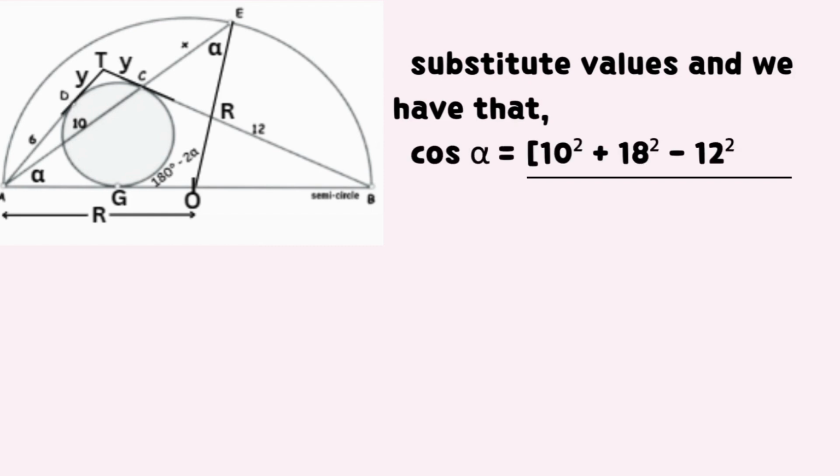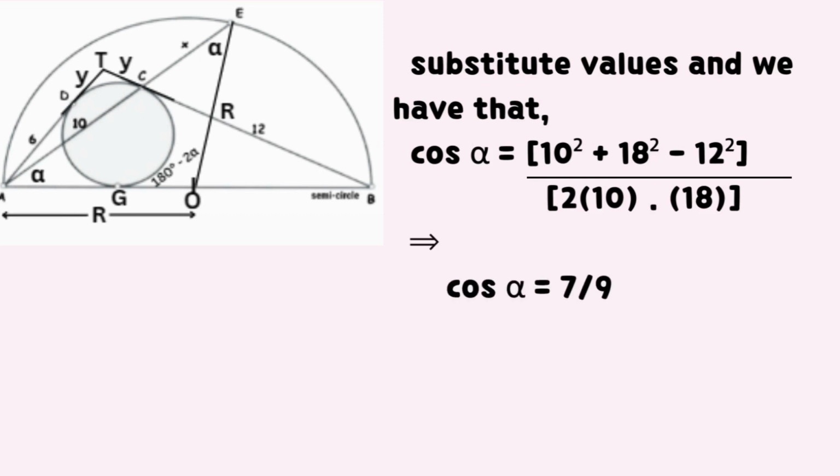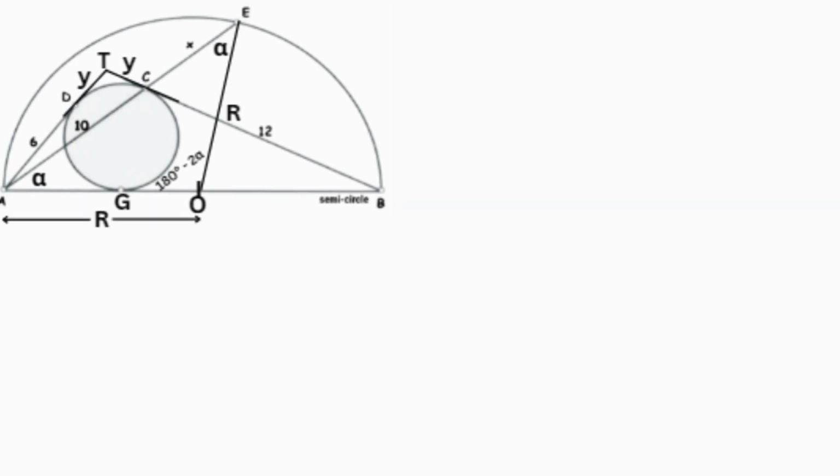Let angle CAB equal alpha so that from triangle CAB, we find angle alpha using the cosine rule. Substitute values, and we have that cosine alpha equals 7 divided by 9. Join line TO to form triangle AOE. Angle E equals alpha since AO equals EO, which equals the radius of the semicircle. It means the angle AOE equals 180 degrees minus 2 times alpha.